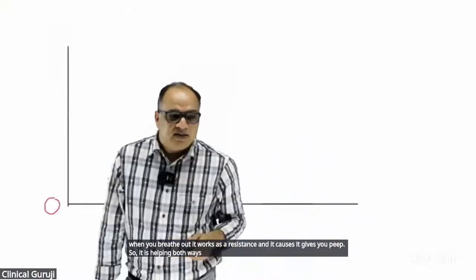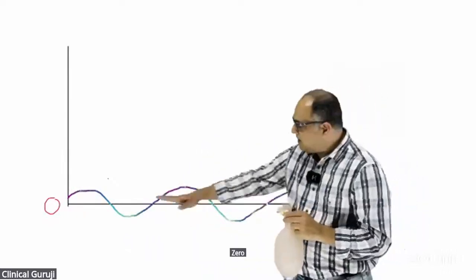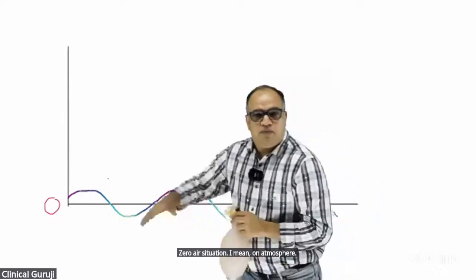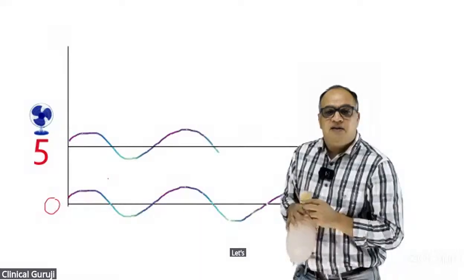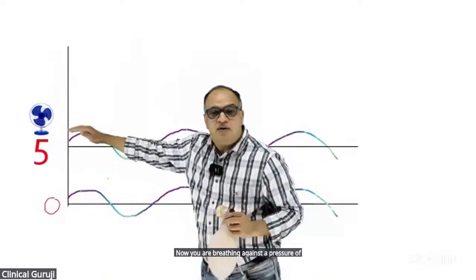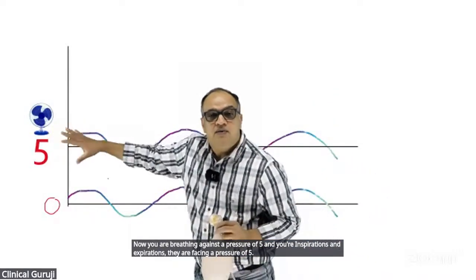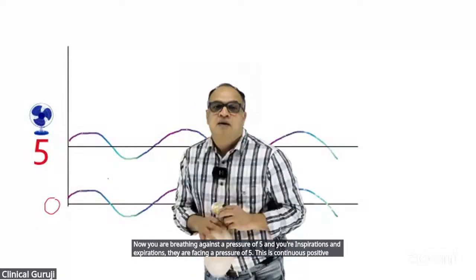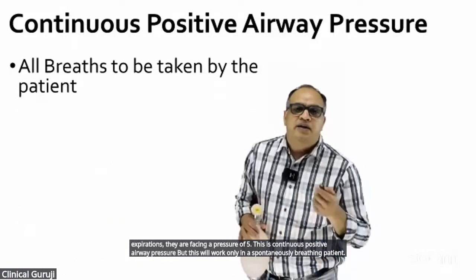So CPAP mode is like what? When you breathe in a zero air situation, on atmosphere, you breathe in and you breathe out. Let's say we put a fan with a power of 5. Now you are breathing against a pressure of 5 and your inspirations and expirations, they are facing a pressure of 5. This is continuous positive airway pressure. But this will work only in a spontaneously breathing patient. All breaths are to be taken by the patient.